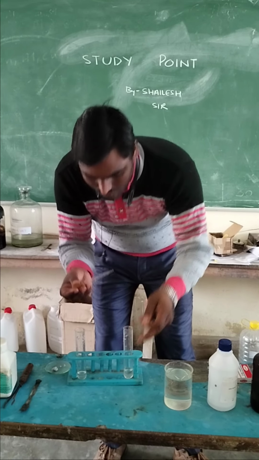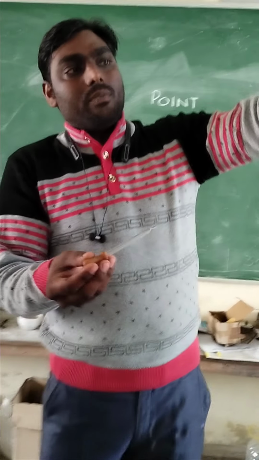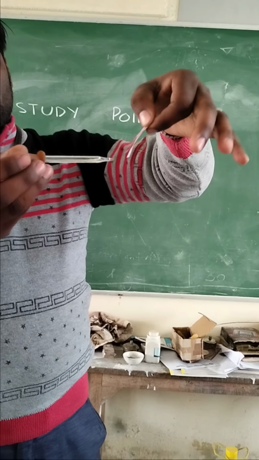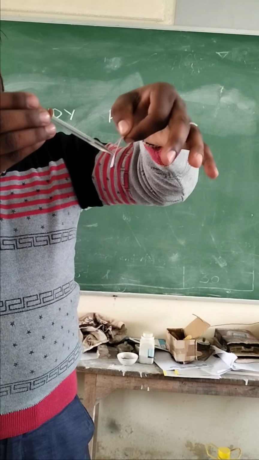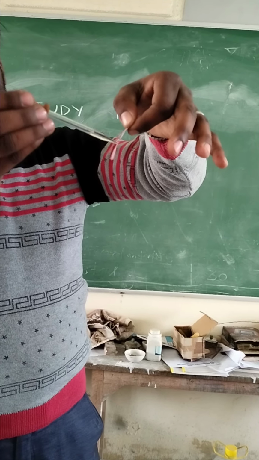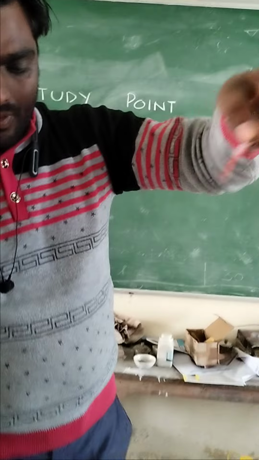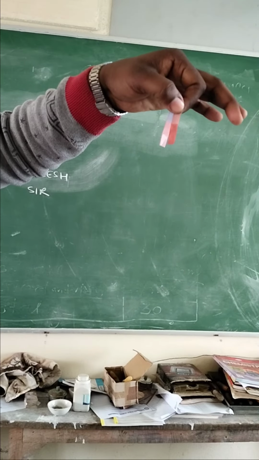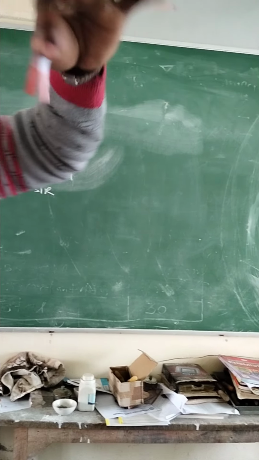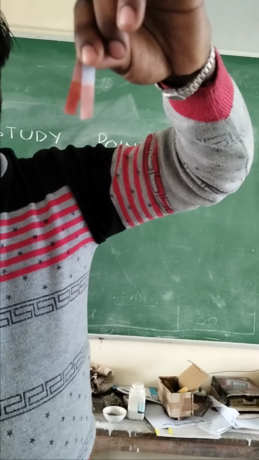Now see what will happen. As we see, there is no effect of acetic acid on the red litmus paper, but what about the blue? Just see, when we put 1 or 2 drops of acetic acid on blue litmus paper, it changes to red.